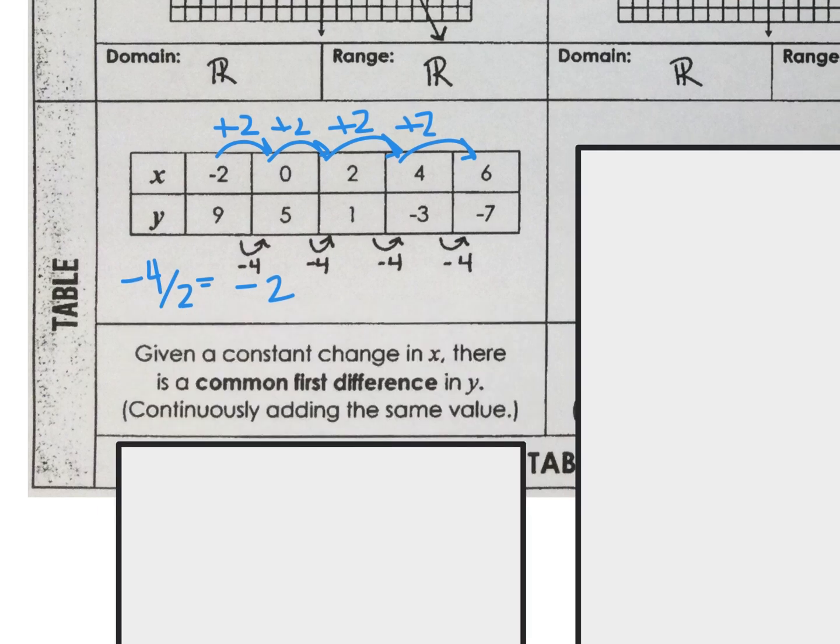So what we want to make sure we write down is that we have a constant rate of change. We're continuously adding or subtracting the same value, so you should write "or subtracting," and we can call this a common first difference. So we'll see how that's going to change in some of our others.